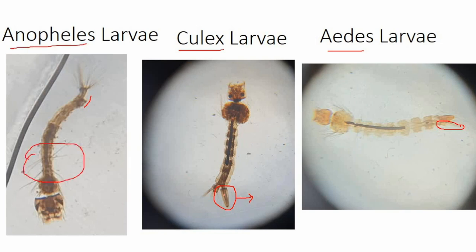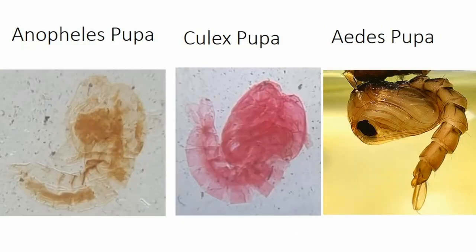While noting the siphon tube, we should not get confused with the anal gills and caudate hairs for siphon tubes. Sometimes these will get clubbed, and in a slide it may appear like a siphon tube. So we should not get confused when we are identifying a larva.